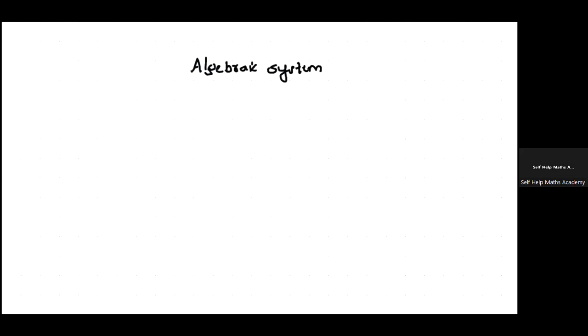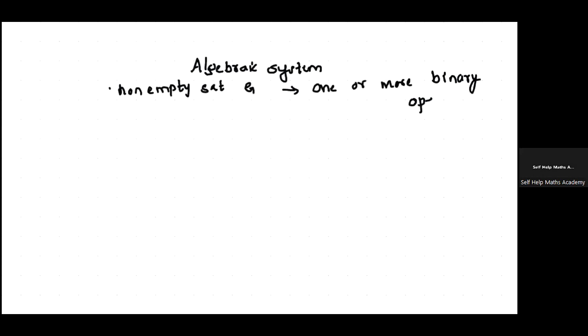Take any non-empty set. What is an algebraic system? We'll understand that first. Any non-empty set, if I consider it as, say, G, with one or more binary operations. We may take one or more binary operations depending on the algebraic structure we're talking about. These binary operations satisfy certain laws or postulates.